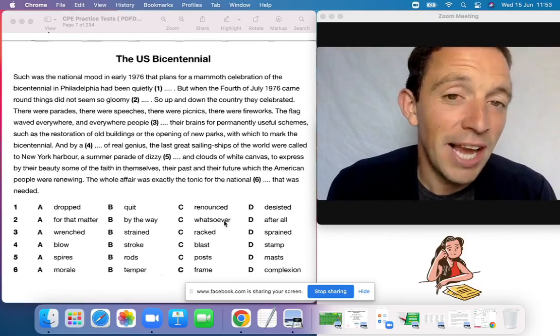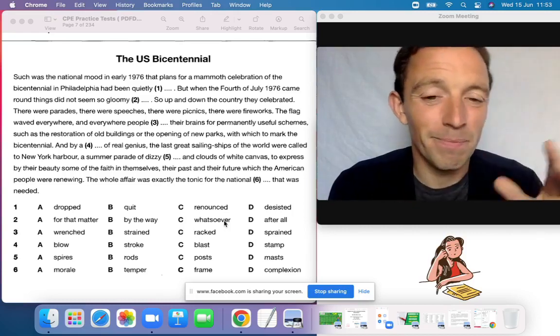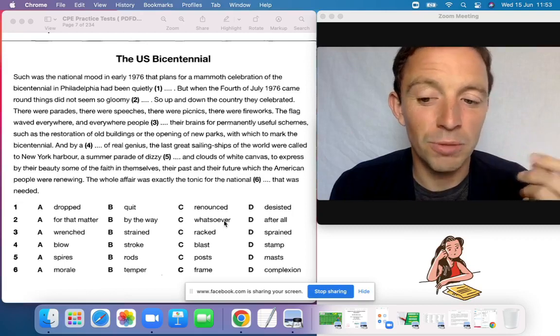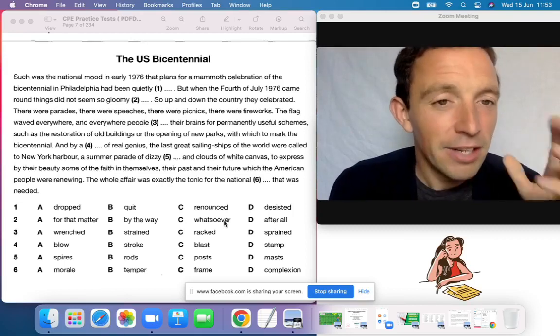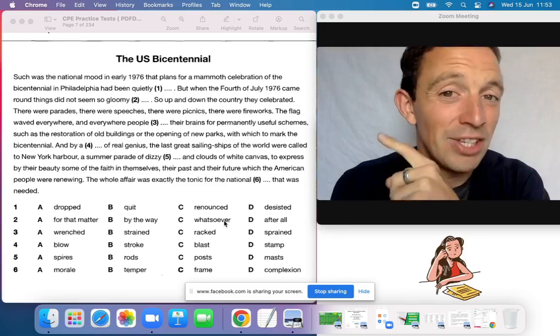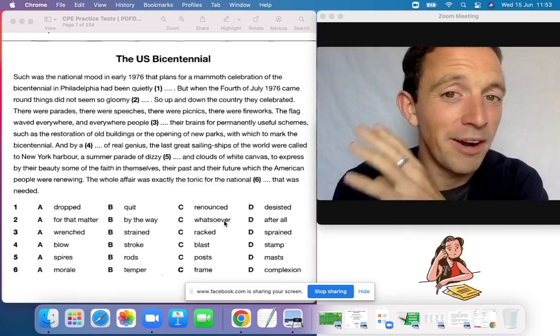The complexion of the nation, maybe. The frame, maybe. Morale, the national morale, the mood of the country. So number 6 is A. Interesting, very difficult, and I'm very, very happy to show you this exercise because it's very challenging, but very fluent.